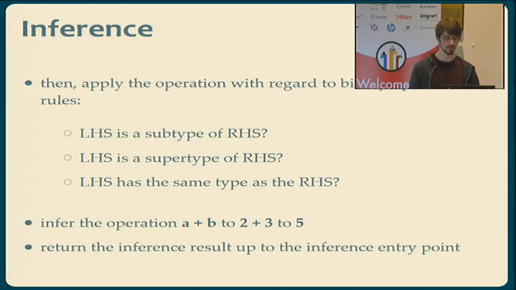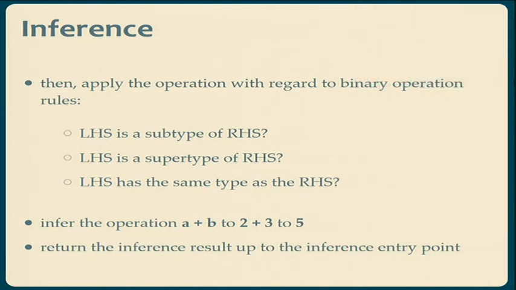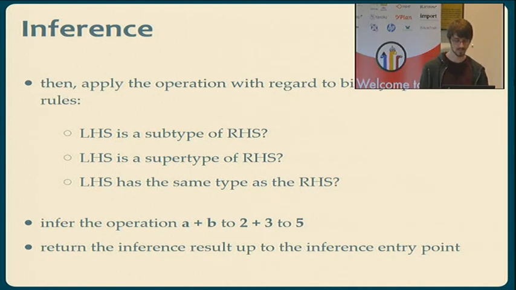And in this example, A and B both have the same type, which is an integer, and that means we can safely apply the operator, and at the end, Pylint will know that that's going to be 5. And the inference result will be returned up to the inference entry point.